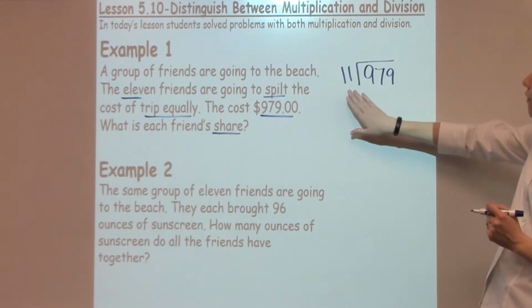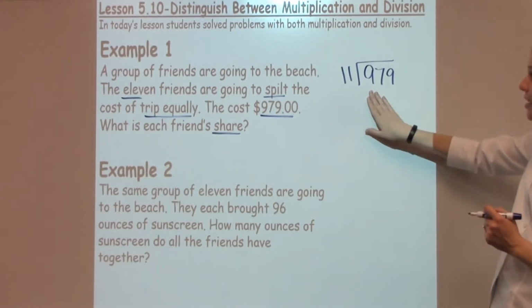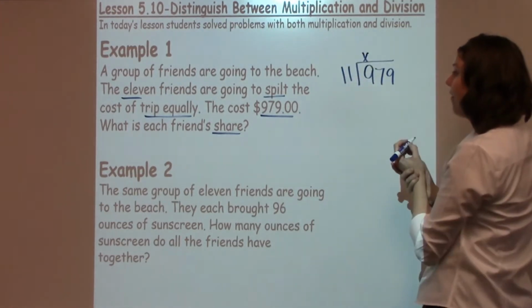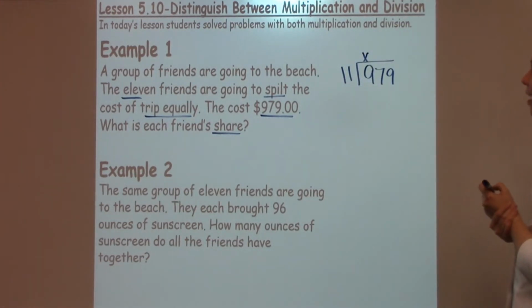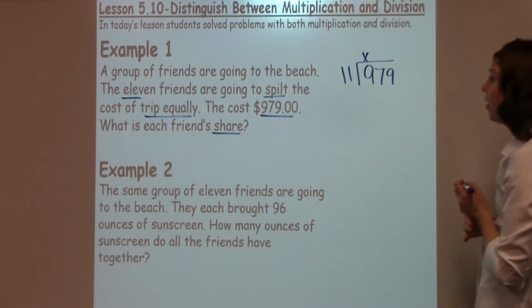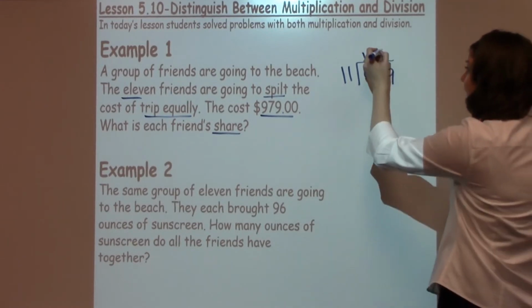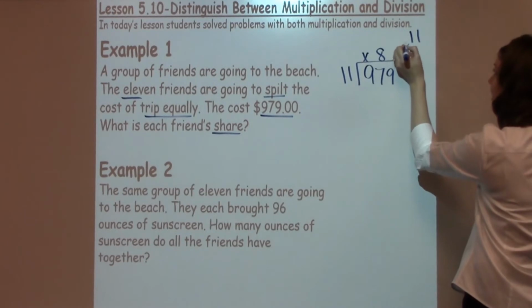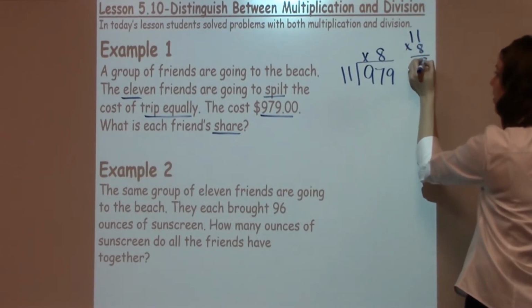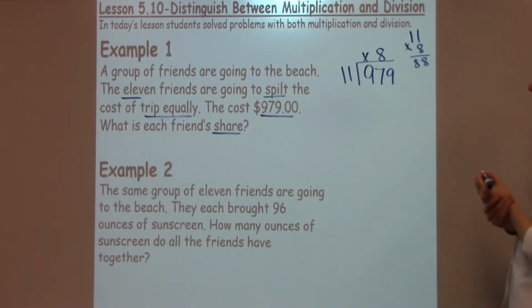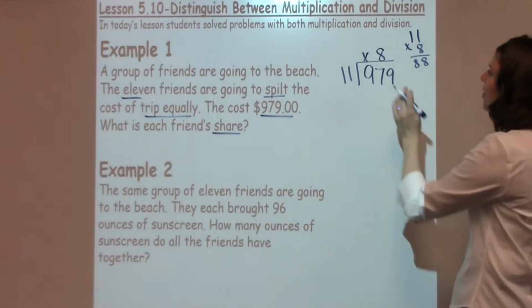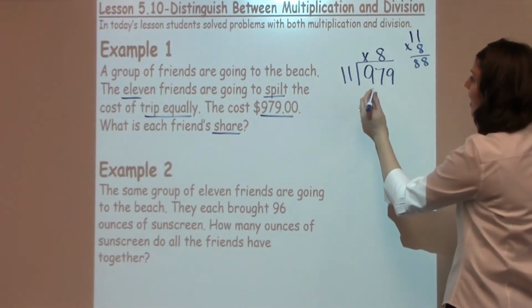Okay, so I'm going to think, for my answer, can 11 go into 9? It can't. Can 11 go into 97? Well, thinking of that, I know my 11s, I'm going to think that it can go in there 8 times. Just to double check my answer, I'm going to write over here, write 11 times 8, which I know is 88. I know 11 times 9 is 99, which is slightly over. So when I think about this answer, I'm going to write down my 88.